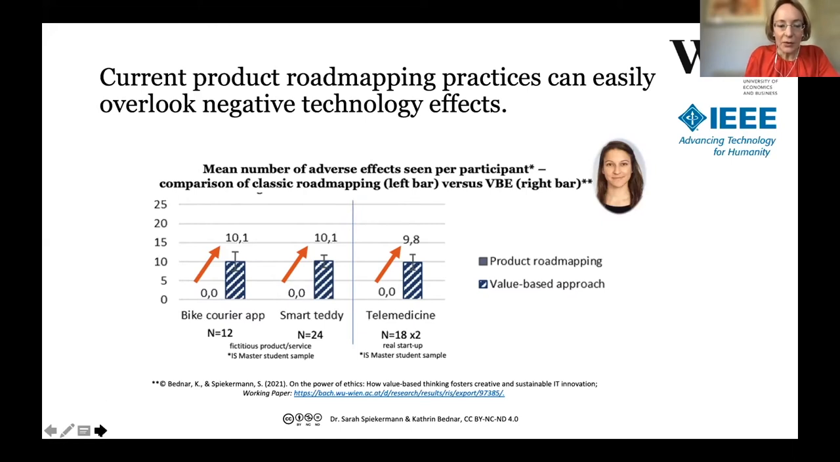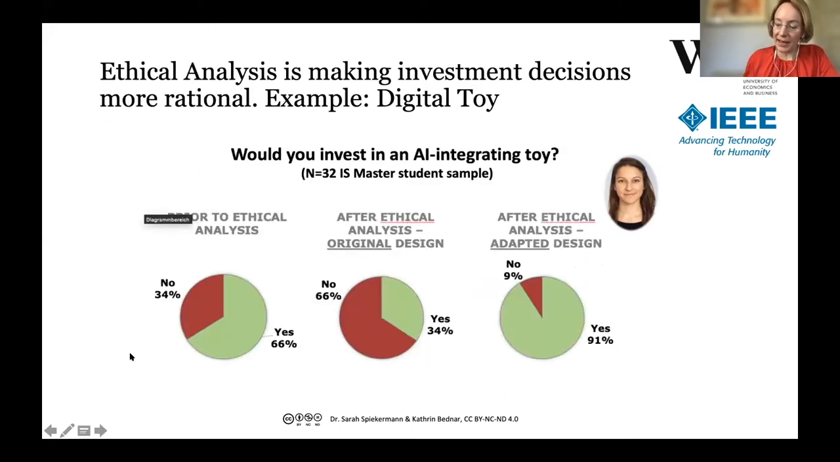And thereby, what we achieve is that the stakeholders we have tested the method with are also becoming more realistic in terms of whether they would invest in the system or not. So, asking them these three ethical questions: whilst at the beginning 66% would, for instance, invest in a digital toy because they think that's the future, after answering these three ethical questions, only a third would be willing to invest. So you see here between the left and the middle that investors are becoming more realistic as to whether they really want to go for such a technology.